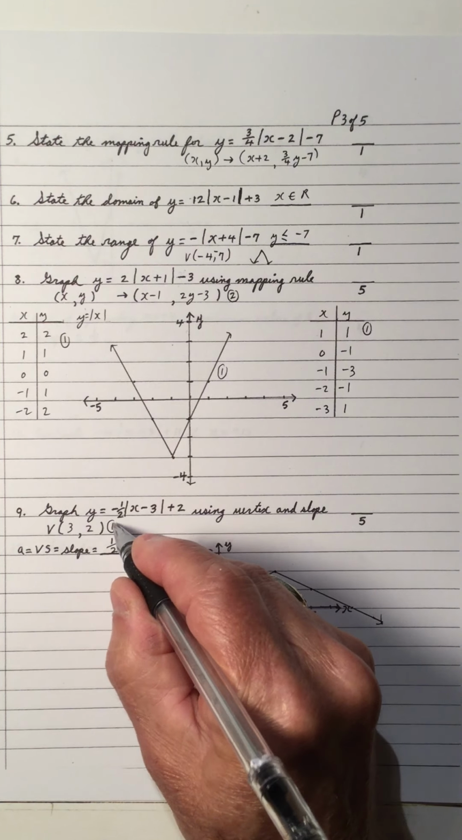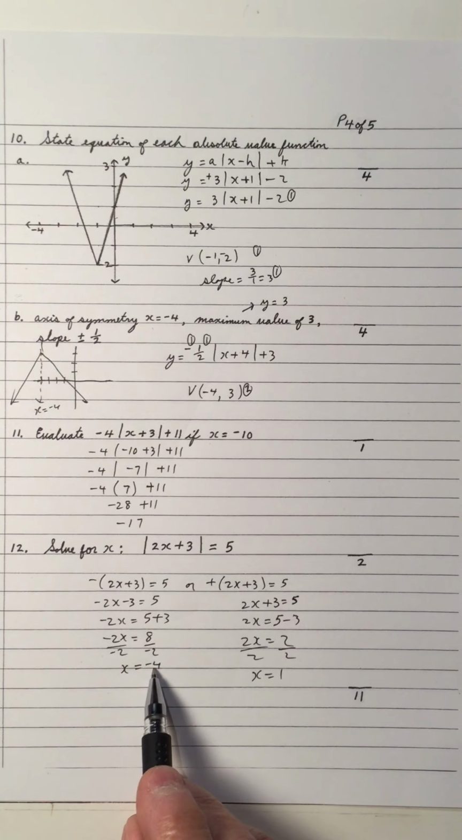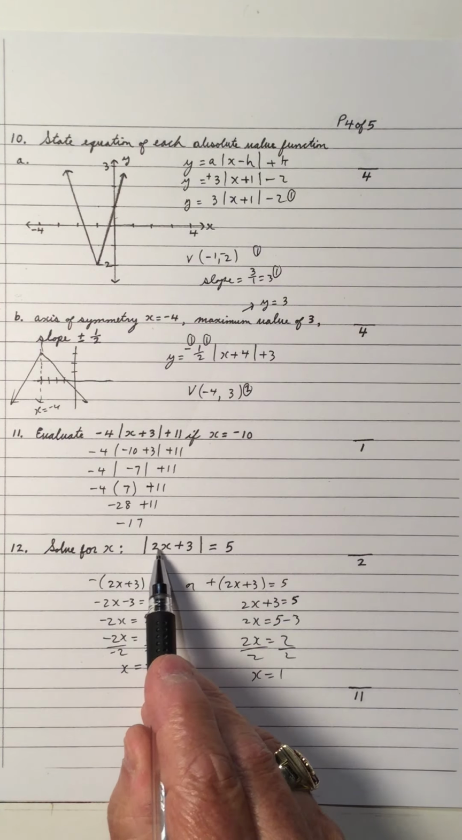Take x is 1, put a 1 in. 2 times 1 is 2, plus 3 is 5, absolute value 5. Put a -4 in. 2 times -4 is -8. -8 plus 3 is -5. Absolute value of -5 is 5. So these are the 2 answers. Total up your page, it is out of 11.